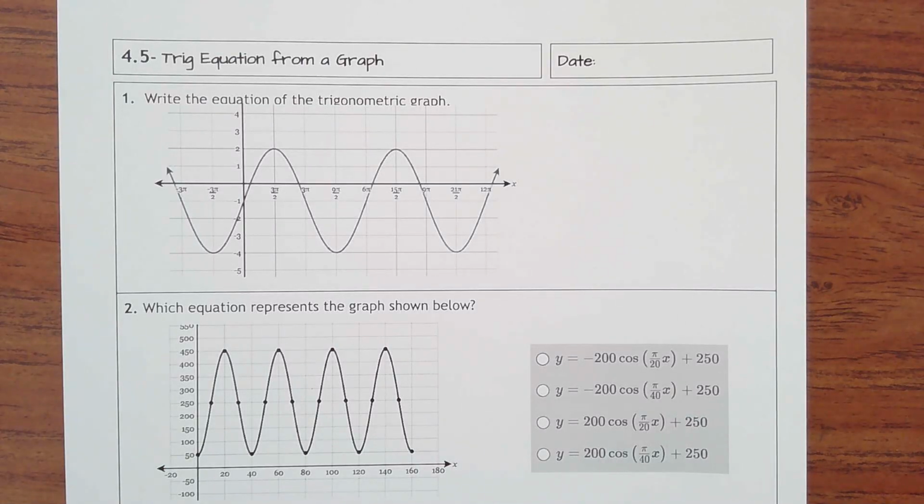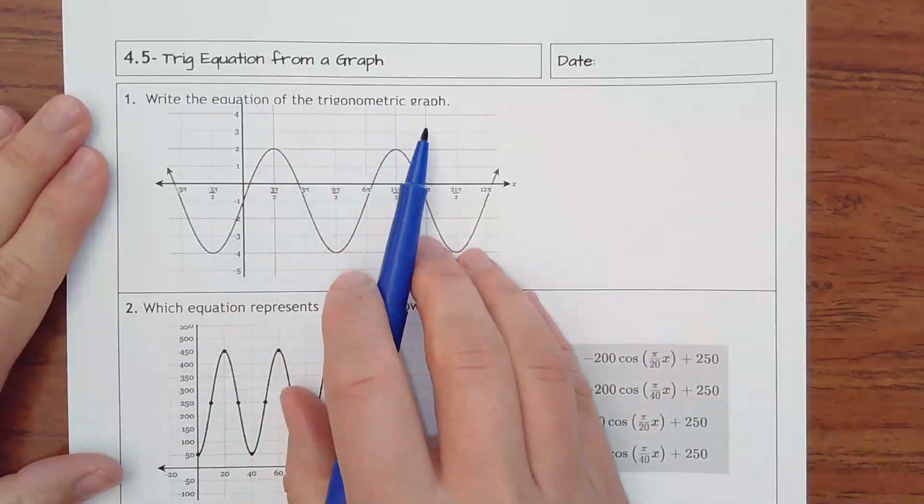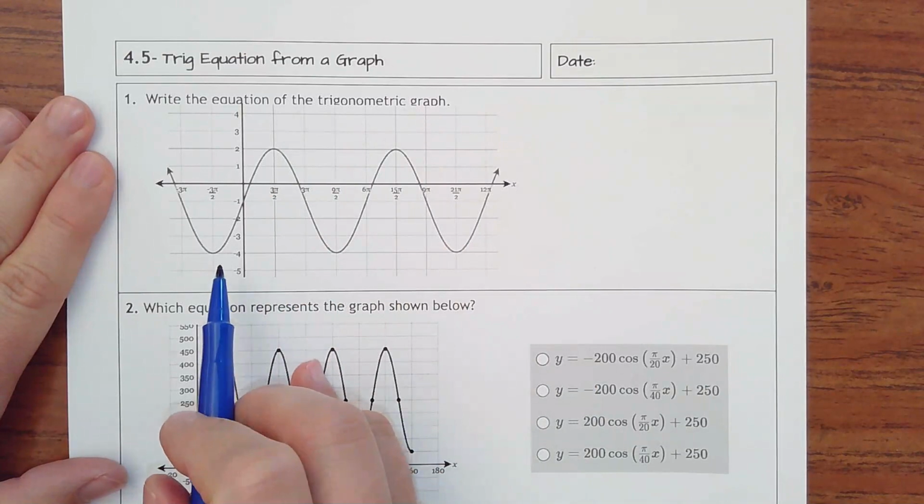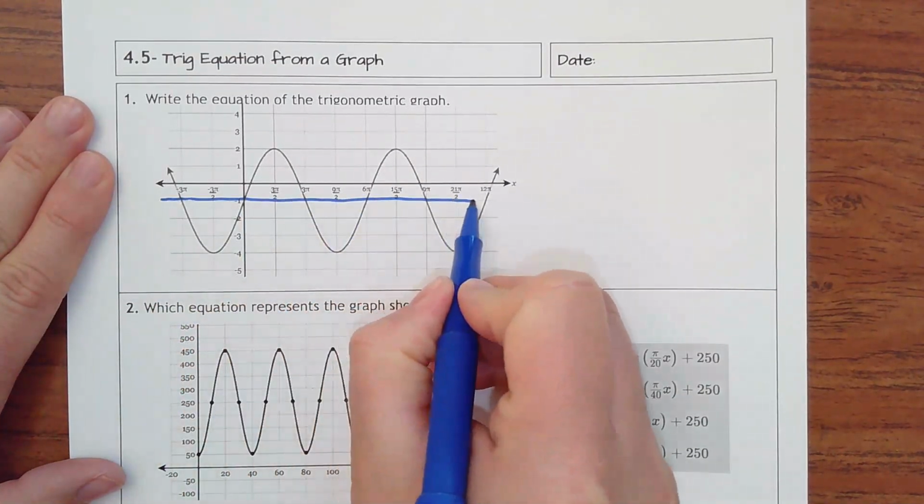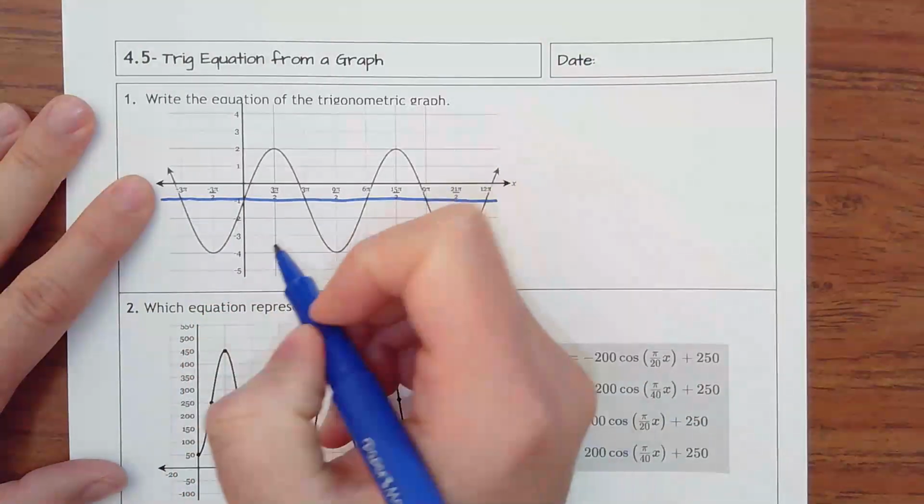4.5 is writing a trig equation from a graph. So this is kind of stuff we've already been doing. It says, write the equation of the trigonometric graph. Looking at this curve, I would want to find the midline. So it looks like -1. I'm assuming there's no horizontal shifts.